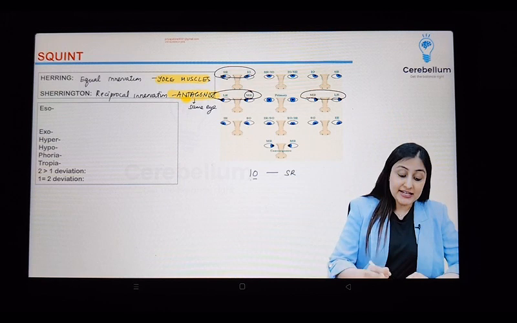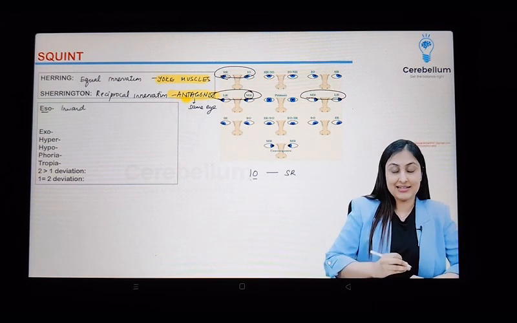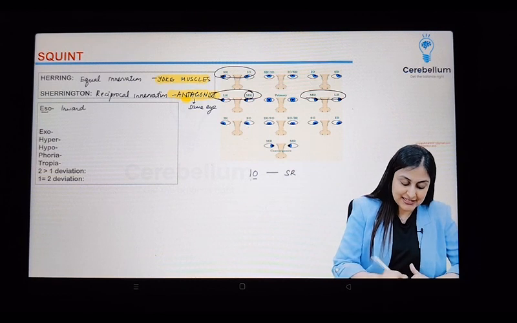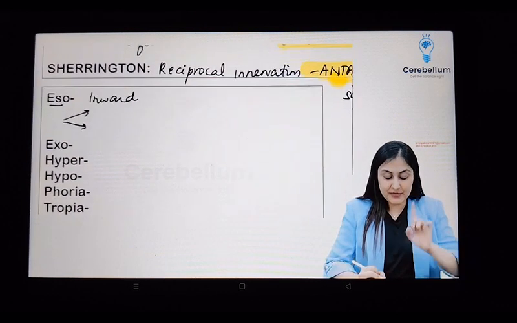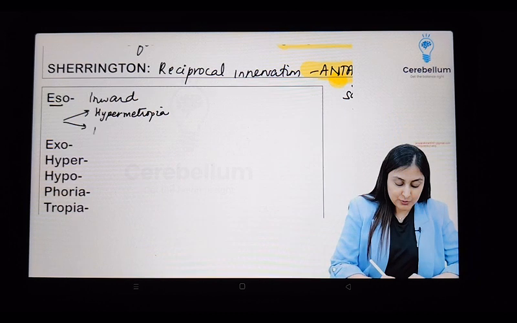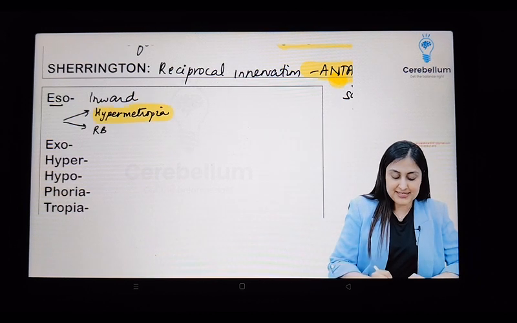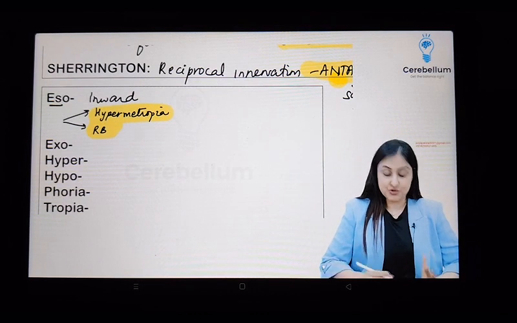Then talking about squint definitions. Anytime I say ESO it means inwards, it's inward displacement. So that is ESO. Remember, two conditions which cause esotropia or esophoria, I'll tell you what they mean, are very, very important. One is hypermetropia. The second one which I already taught is retinoblastoma. In retinoblastoma, we have seen the second most common manifestation is esotropia. Okay, so this is about the esotropia.